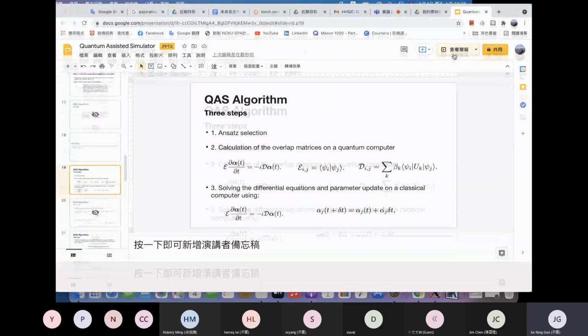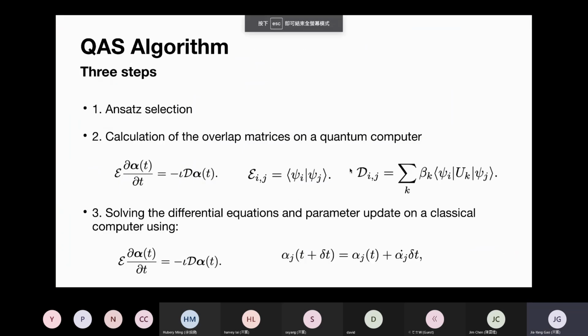So after you use that technique to calculate the two matrices, the quantum computation is over. You use the outcome of the quantum computation to define this differential equation, and you solve it on the classical computer. So you get the evolution of this alpha, and you can see the evolution of the expectation value of the Hamiltonian.